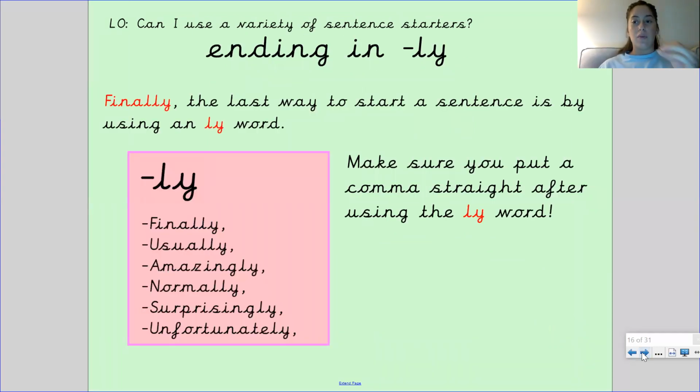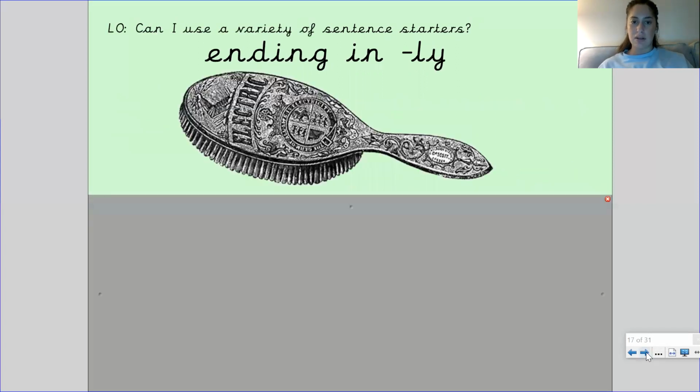Finally, words that end in ly. There's an example for you right there. Finally, the last way to start a sentence is by using an ly word. And in us telling you that, we've also used a word that ends in ly. So make sure you put a comma straight after using the ly word. For example, finally, usually, amazingly, normally, surprisingly, unfortunately. Let's look at some examples.